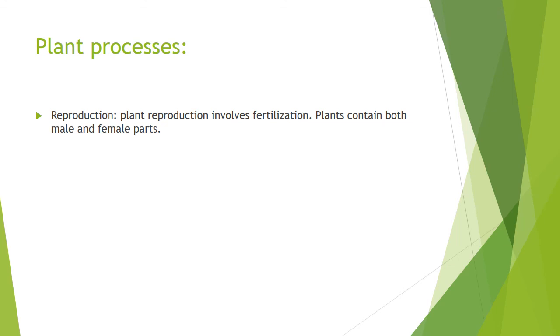ठीक है, जैसे हम animals में बात करते हैं reproduction की, so एक male होता है, एक female होता है. अब plant जो है, plant में ही एक ही plant में male part भी होगा और female part भी होगा, वो different नहीं होते. ठीक है.